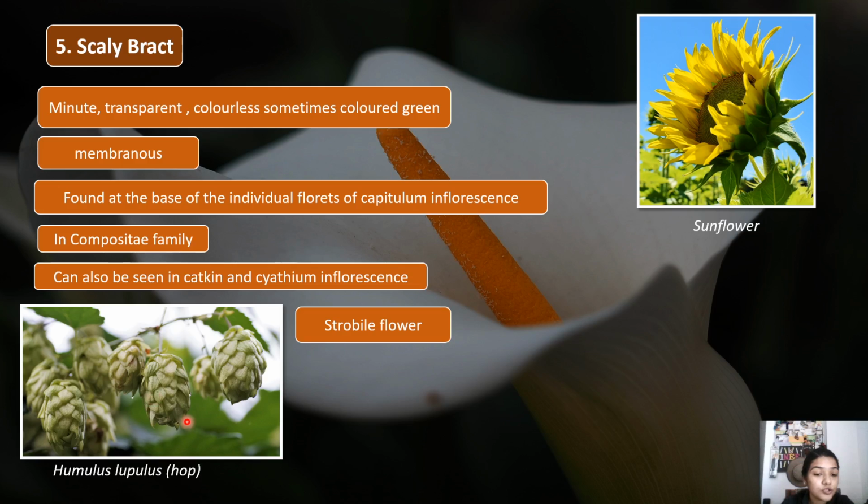This is called strobile flower. Why is it called strobile flower? Strobile flower means flowers that are cone shaped. So this is the cone shaped flower. This is the pistillate flower. Usually whatever female flower there is, it is usually strobile, cone shaped in some plants. So then we call it strobile flower. This is the pistillate flower, that is the female flower.